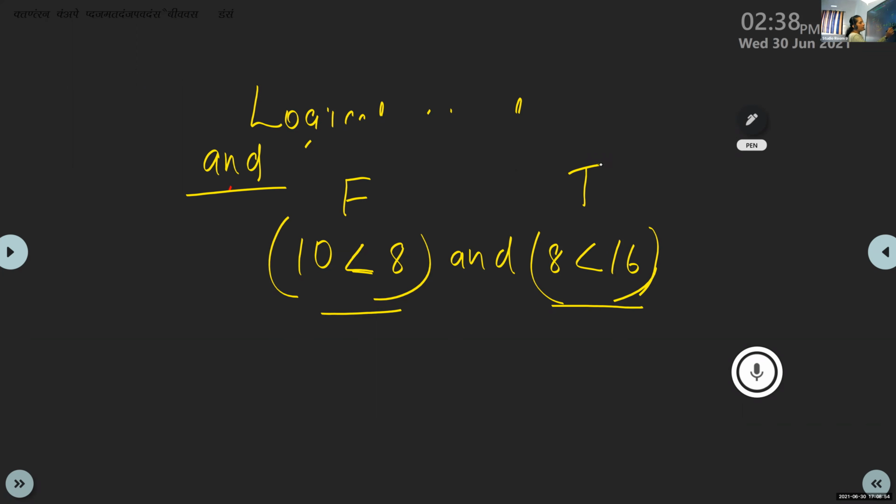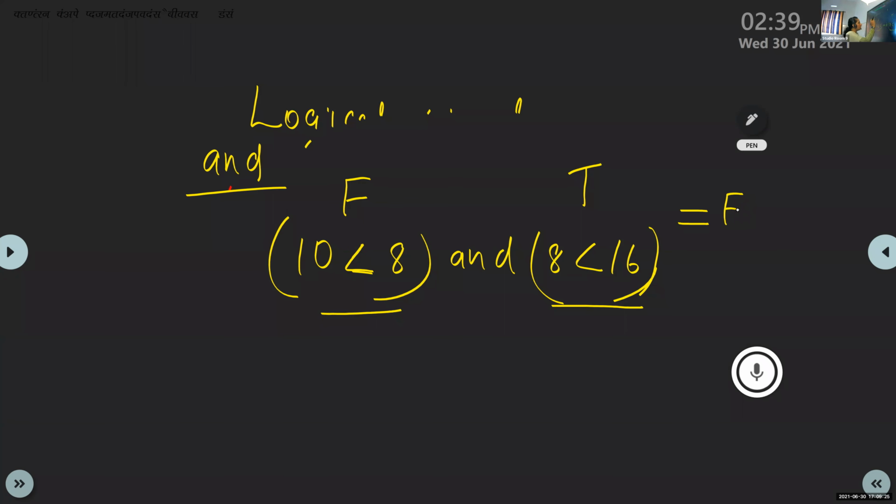8 less than 16 is a true statement. It is true. Then what is the final output here? False. False, correct. Because AND is used, and AND is true only if both the operands are true. If both the operands are true, then the result is true. If any of the operands is false, the result is false. It's just like multiplication.